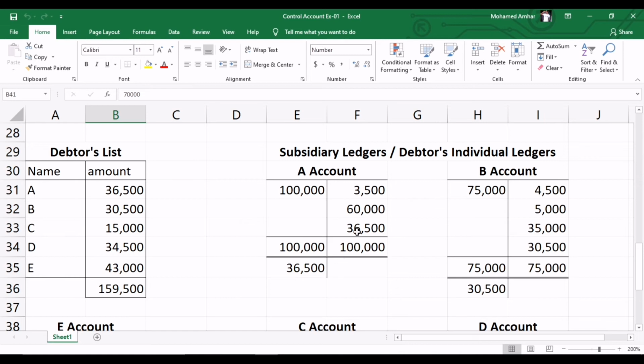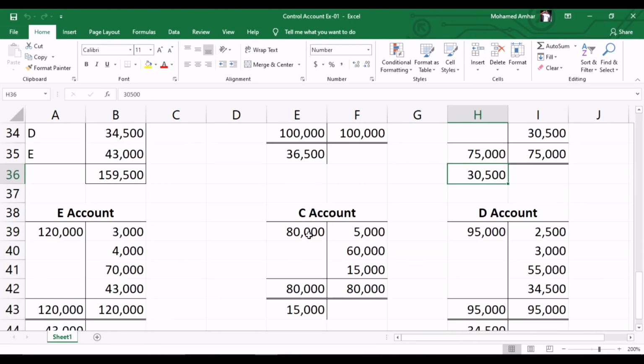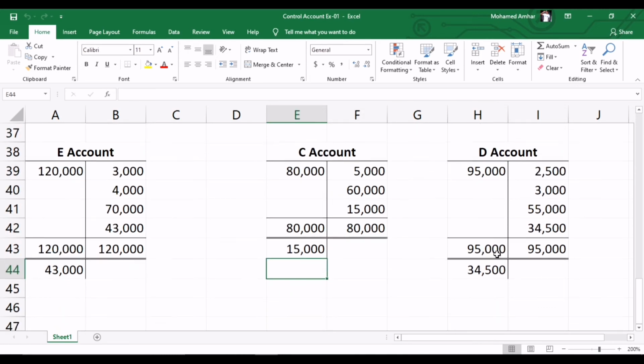Now get the total of the individual accounts and get the brought forward balance. So in the A account, the B account, the C account, take the sales, deduct the other amounts, and carried down balance is the brought forward balance. In the D account also, 95,000 total, deduct these balances and brought forward is 34,500. E account brought forward is 43,000.